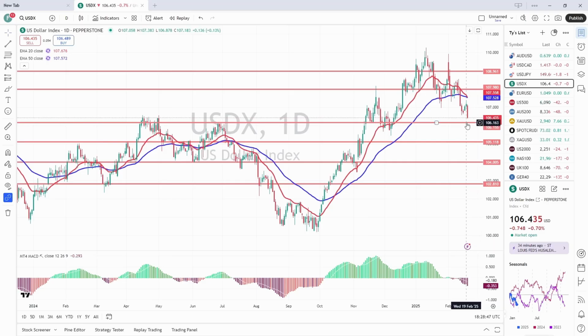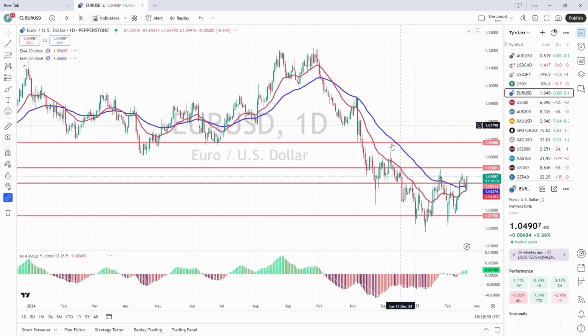So just keep an eye on this level. 106 is an area of extreme interest, and more than likely we're going to see some sort of support there. The euro, of course, is the one that we will be trading. And again, from that webinar that we did on Wednesday night, if you haven't seen it, jump on the YouTube channel for Pepperstone and you'll be able to watch the replay of that.